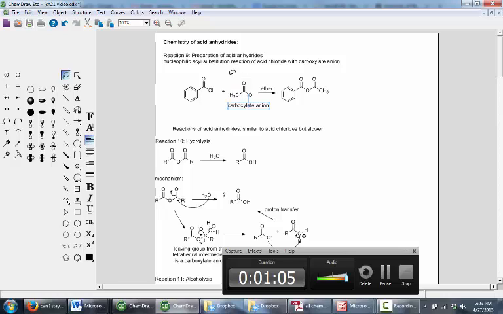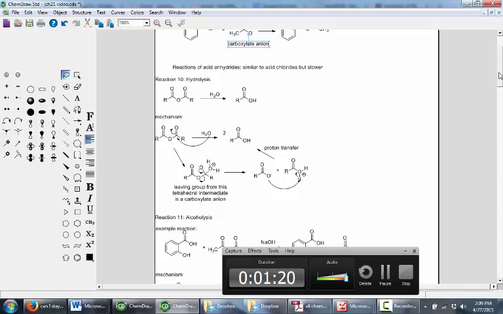Again, this is the nucleophile. It attacks the electrophilic carbon of the carbonyl, tetrahedral intermediate, kick off the chloride, reform the carbonyl, generate the desired anhydride product. So that's how you make the anhydrides. When we talk about how the anhydrides react, fundamentally they react similar to acid chlorides, however they're a little bit less reactive than the acid chlorides. So in general, all of their reactivity is going to be just a little bit slower.